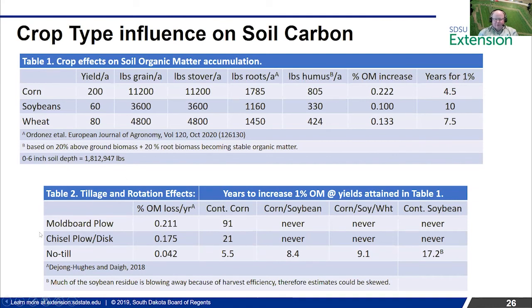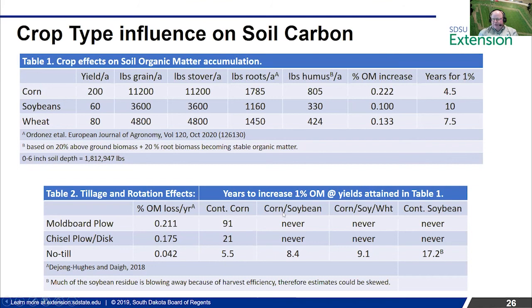So if we impose tillage on those numbers up here, the DeYoung, Hughes, and Aaron Day paper have organic matter losses here per year, and it's highest for the tillage and lowest for the no-till. We know that. If we did continuous corn, in other words, increase 0.222 organic matter per year, and lose 0.211, it would take 91 years to increase 1%. The chisel plow disc system would take 21 years to increase 1%, but the no-till only takes 5.5.